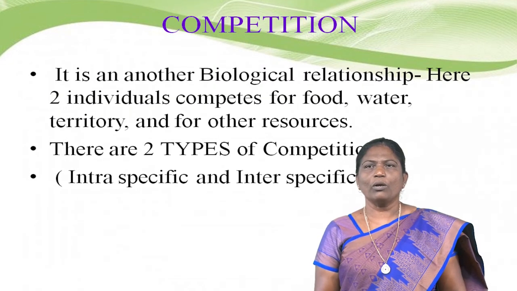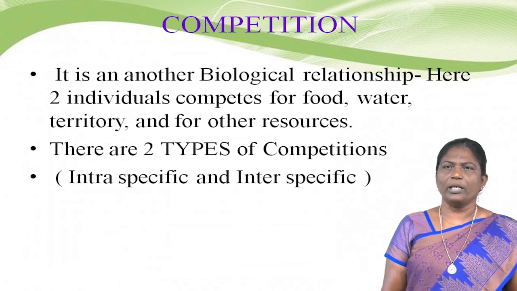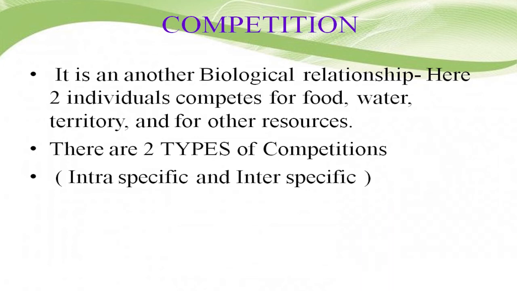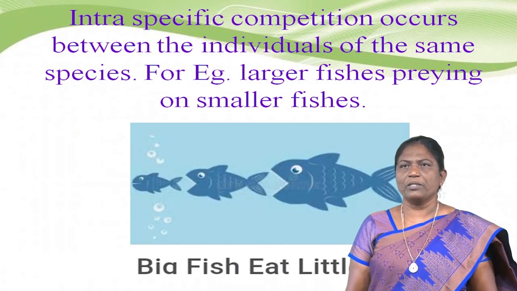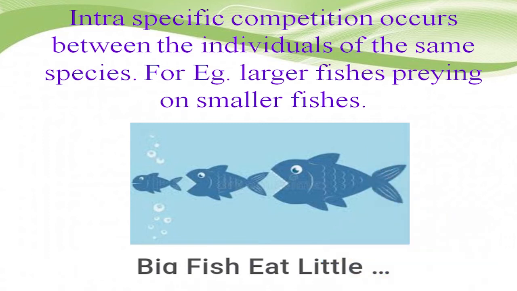The next is about the competition. It is another biological relationship. Here two individuals compete for food, water, territory and for other resources. There are two types of competition, intraspecific and interspecific. Here intraspecific competition occurs between the individuals of the same species. For example, larger fishes preying on smaller fishes.